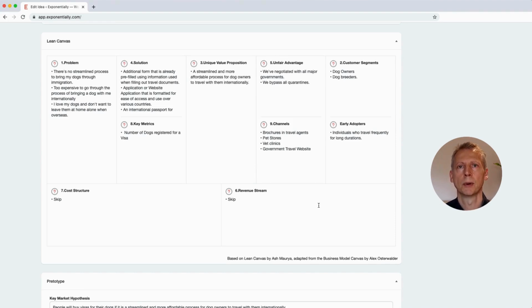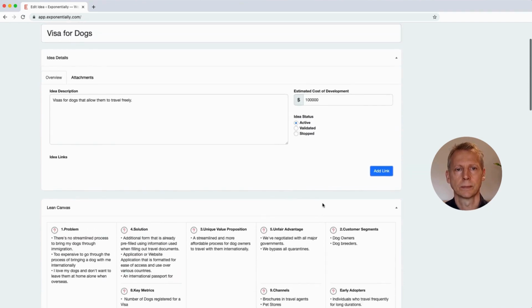So we'll start with the problem on the left, from the perspective of the person having this problem. In this case, dog owners. So what we've got is, there's no streamlined process to bring my dogs through immigration. It's too expensive to go through the process of bringing a dog with me internationally. And I love my dogs and I don't want to leave them at home alone when I'm traveling overseas.